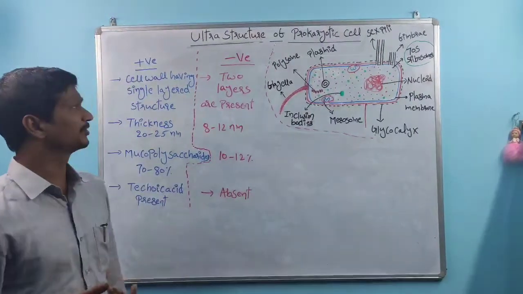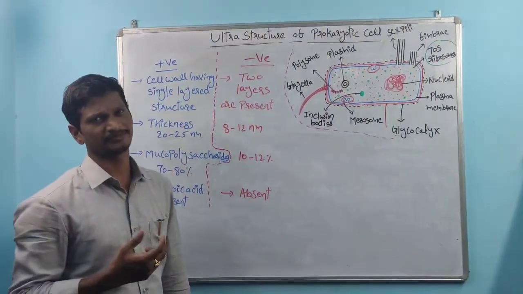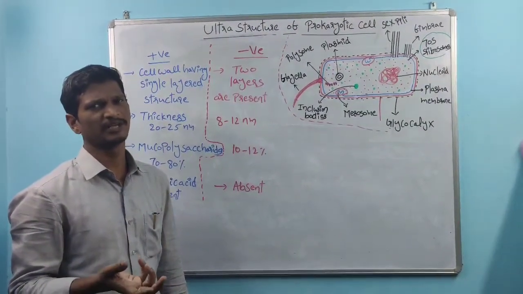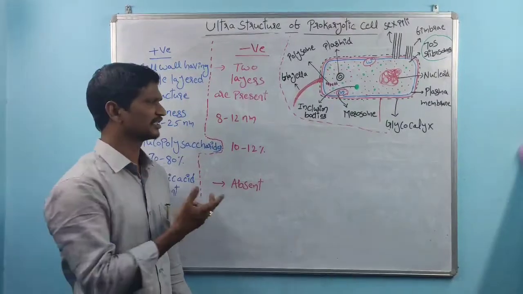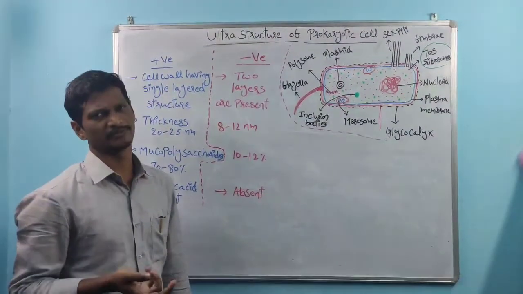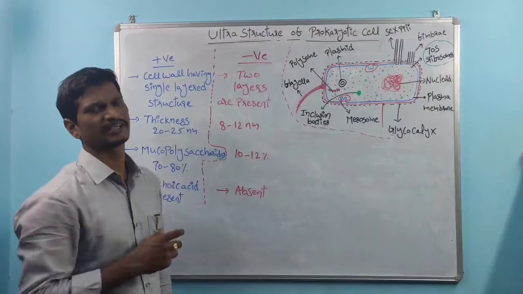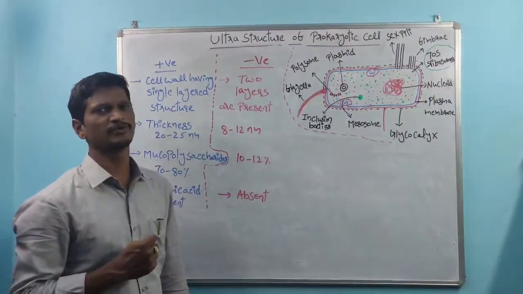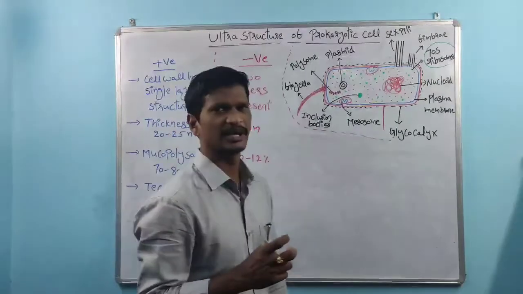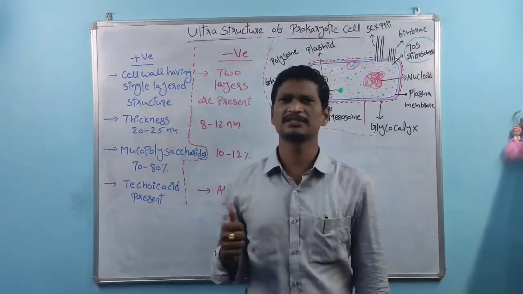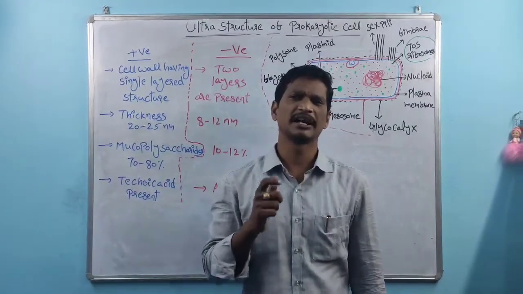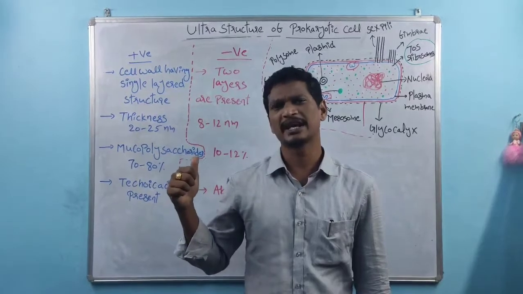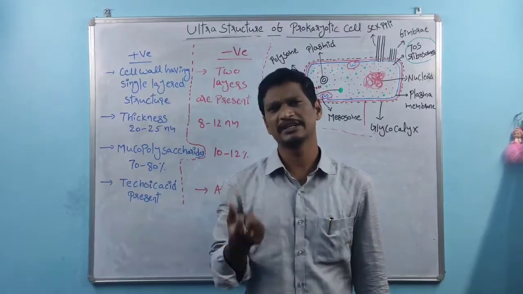Coming to the next topic: classification of bacteria based on the chemical composition of the cell wall. Bacteria can be classified into two types based on cell wall composition: gram-positive bacteria and gram-negative bacteria. This classification is especially done by the gram staining technique.